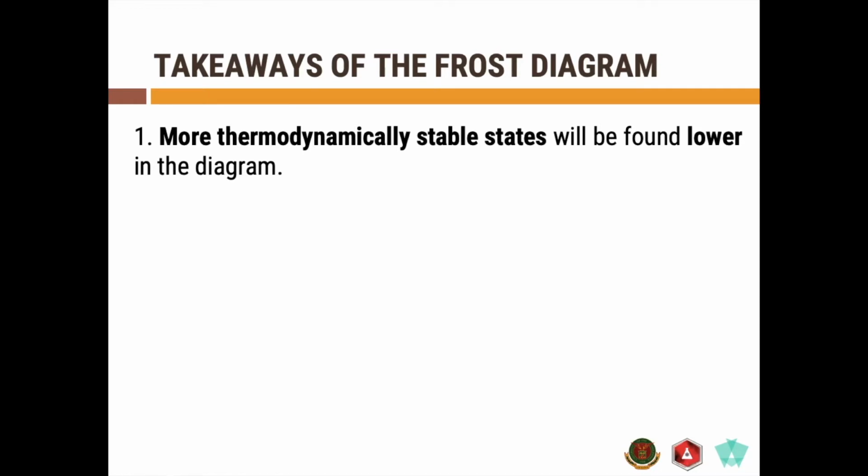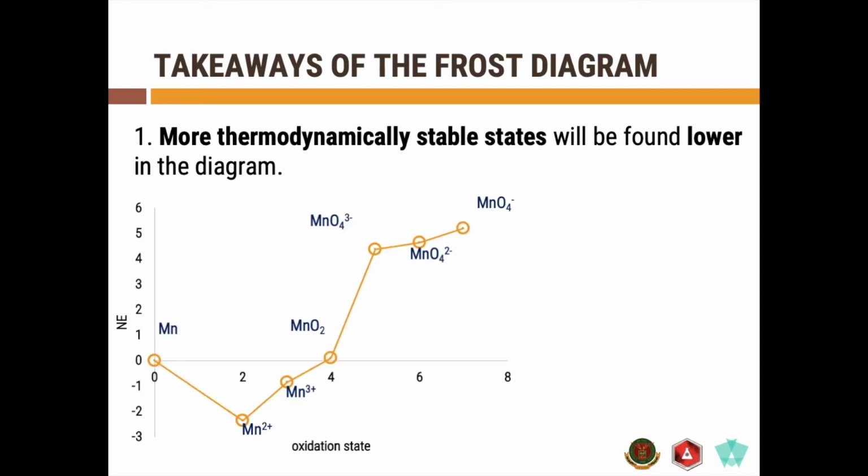Number one, the thermodynamically stable states are actually found lower in the diagram. So if we go back to the frost diagram of manganese, you can see here that you have the different curves in your frost diagram, and you can easily assess which is the most stable state, and that is Mn2+. So you have to be very careful when interpreting frost diagrams.